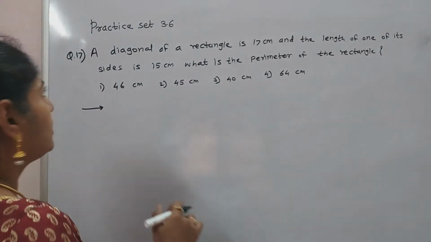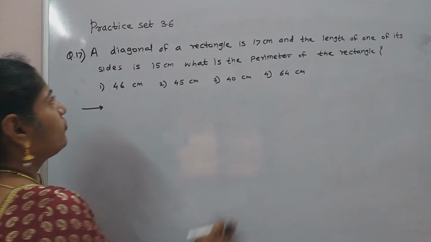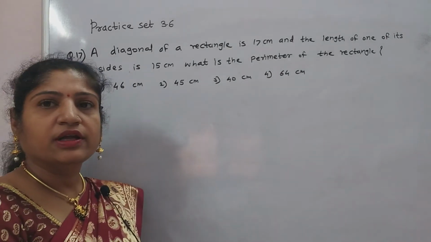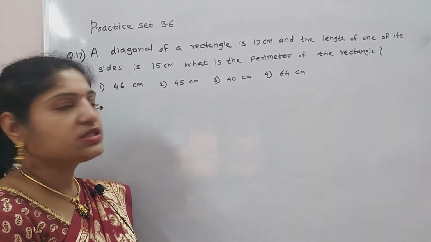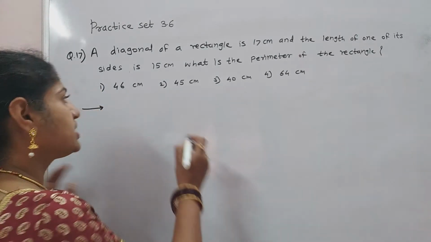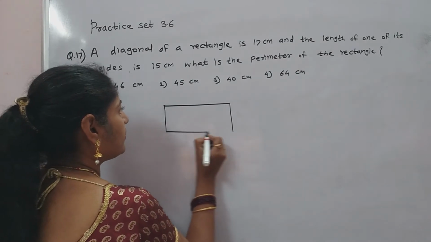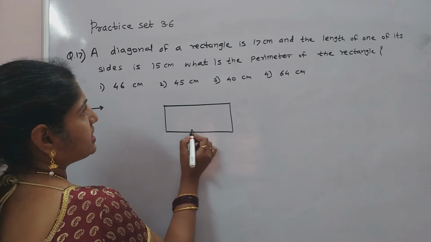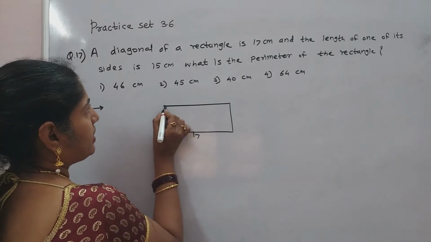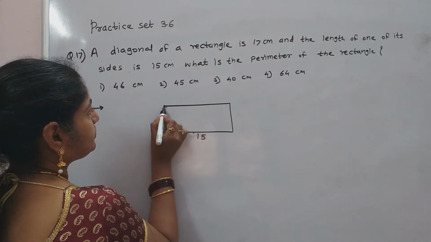Next question. A diagonal of a rectangle is 17 centimeter. Length of one side is 15 centimeter. Then find the perimeter of the rectangle. You must first calculate the length of the other side. Suppose here is the rectangle, diagonal is 17, length is 15.